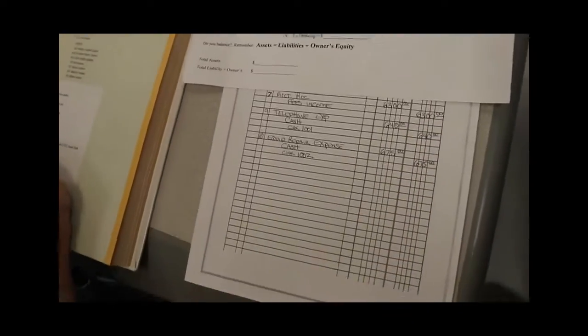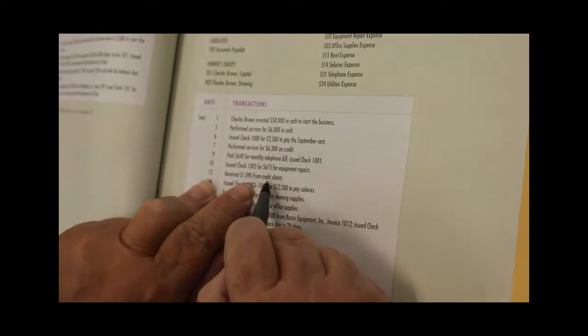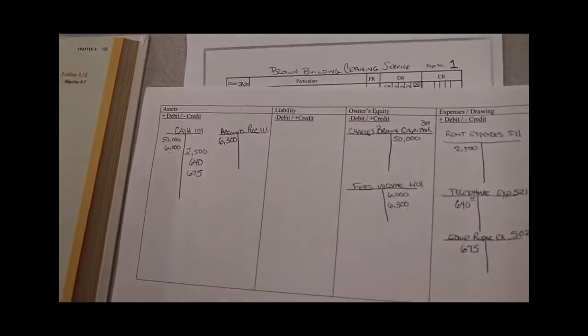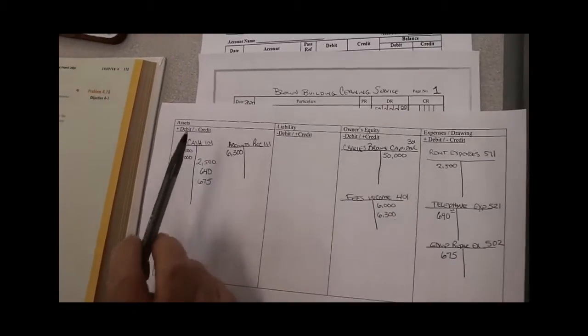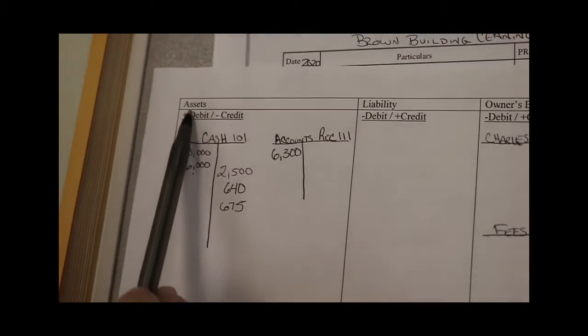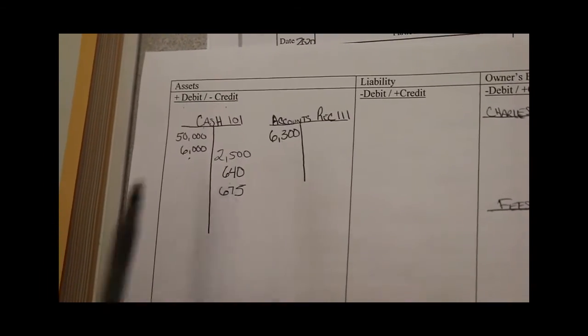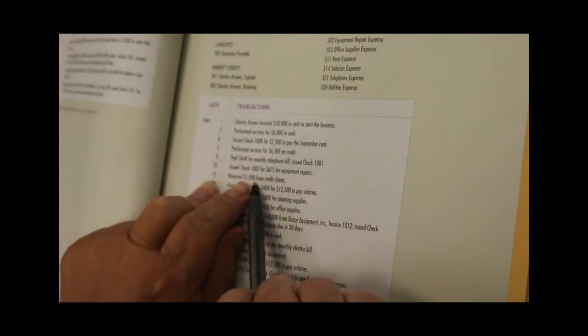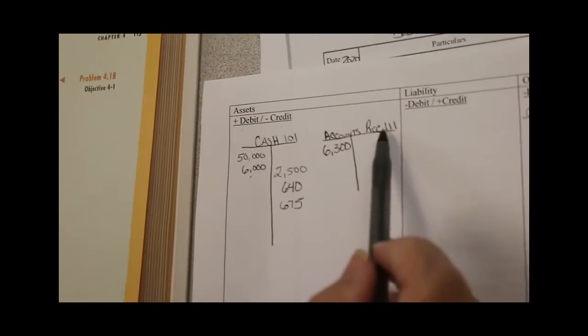Okay, next one, moving on. September 12th, we received a check, $1,090 from credit clients. So this is somebody paying on their account. So this is going to do what? It's going to debit one and credit another. Both of them are going to be assets. We're going to increase our cash because we received $1,090, and it's going to reduce our accounts receivable.